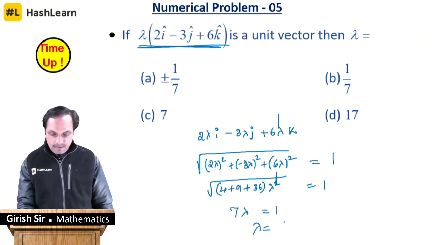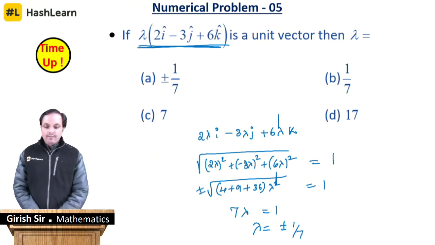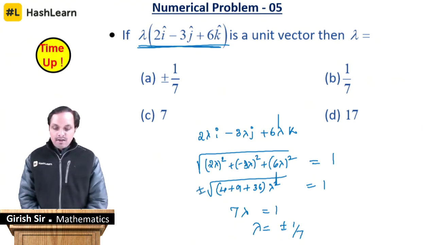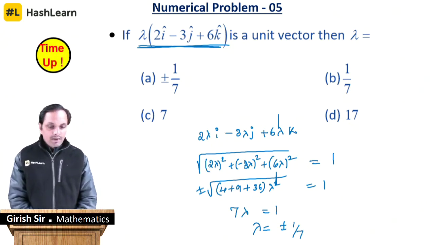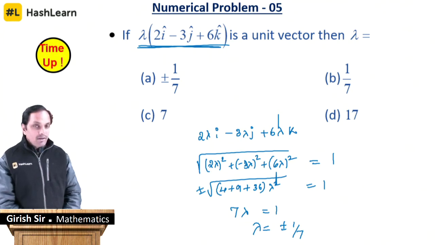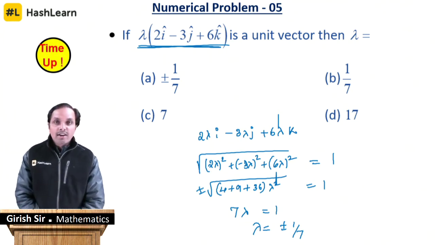So lambda is plus or minus 1 by 7, because your root will have both signs, plus and also minus. So your lambda value is plus or minus 1 by 7. Very good. The fifth one is option A. Both Himanshu and Peru gave the right choice. Chalo, go to the next one.